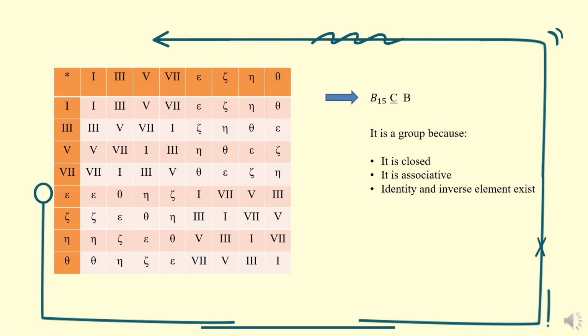The inverse element of epsilon is epsilon. The inverse element of zeta is zeta. The inverse element of eta is eta, and lastly, the inverse element of theta is theta. That's why we can say that the identity and inverse elements in this table exist. So we can say that B15 has the same binary operation star as table B.